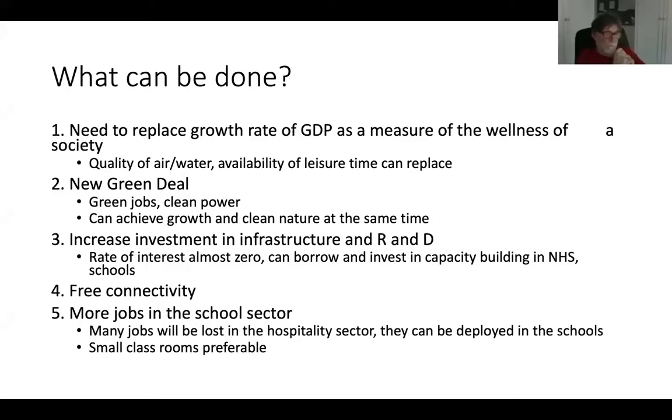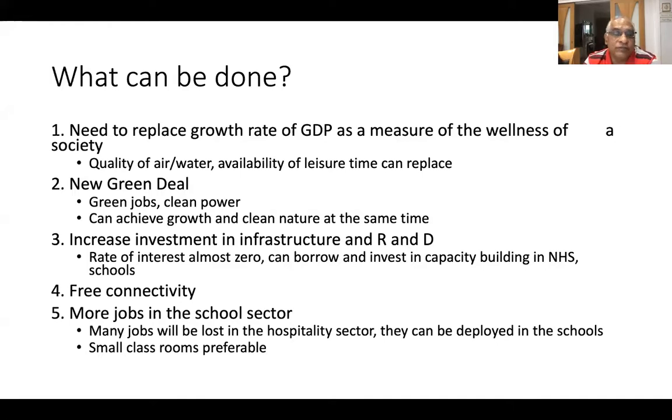Third, increase investment in infrastructure and R&D, especially in the pharmaceutical sector. The rate of interest is now almost zero. It is not even 0.1%. So we can borrow and invest in capacity building, infrastructure, schools, etc.